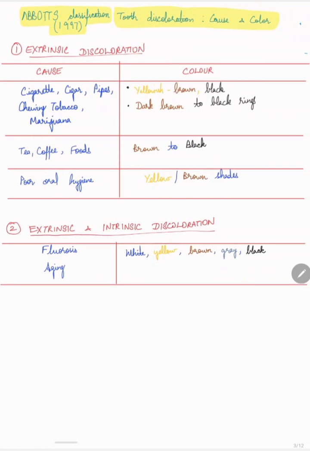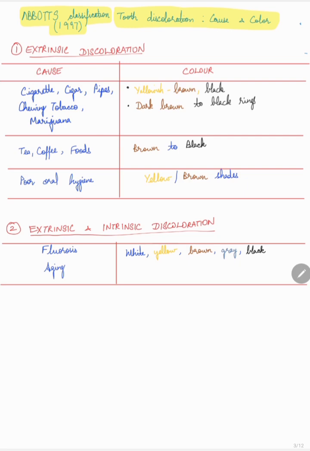Coming on to general classification of tooth discoloration given by Abbott in 1997. He gave the classification as cause and its color. Here there are four types of discolorations: extrinsic discoloration, extrinsic and intrinsic discoloration, intrinsic discoloration, and discolorations due to iatrogenic cause. So coming on to extrinsic discoloration, the first cause may be due to cigarette, cigar, pipes, tobacco chewing or marijuana.